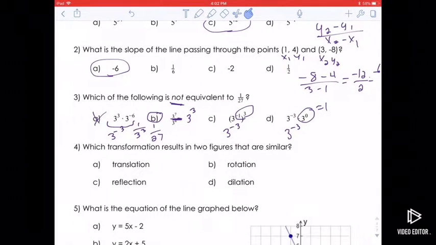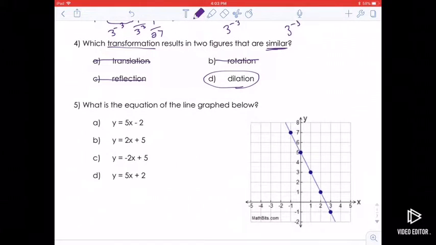Which transformation results in two figures that are similar? So the transformations that we have are listed below: translation, rotation, reflection, and dilation. But translation, reflection, and rotation all preserve distance and angle measure, meaning that they are congruent figures. Dilation is the only transformation that produces a similar figure.